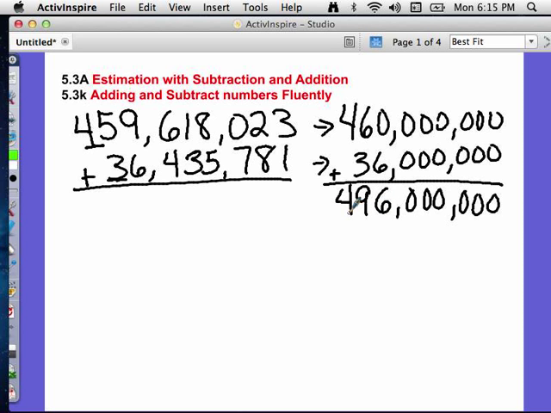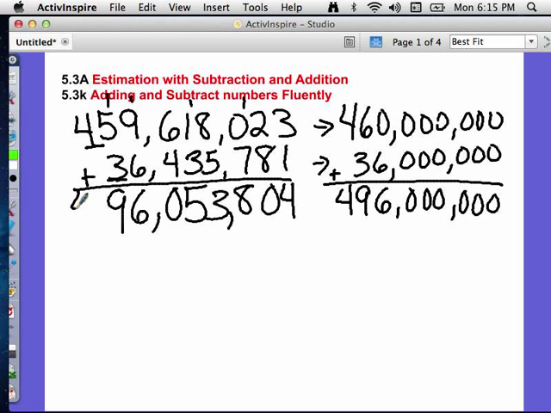I have an estimate of about 496 million. Now I'm going to go ahead and compute the actual answer, which is another skill that the students are required to be able to do. 3 and 1 is 4. Okay, my actual answer is 496,053,804, which is very close to 496 million.